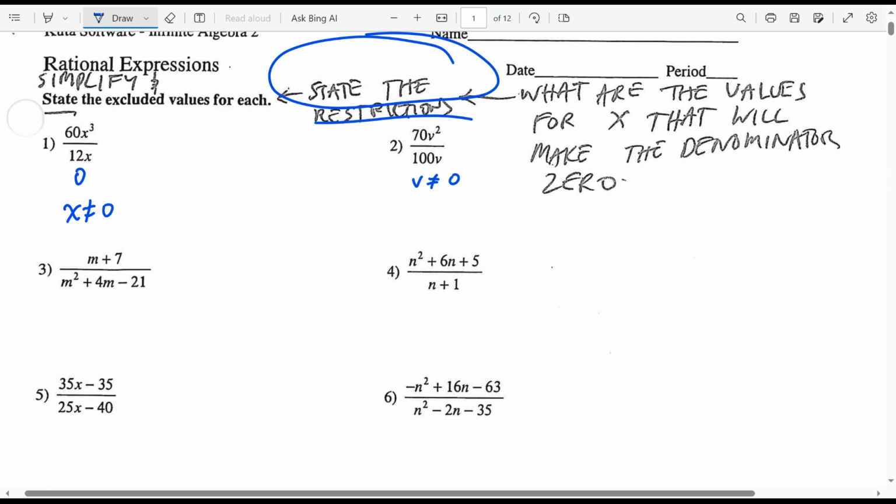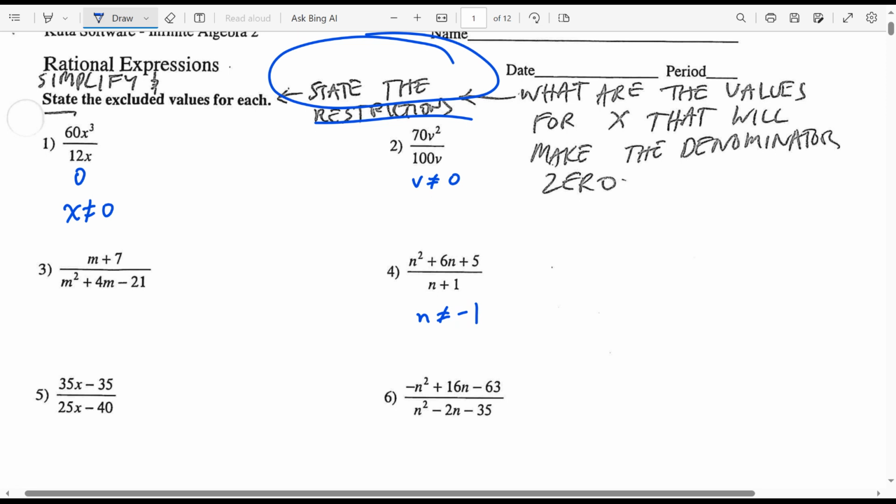Okay? Now, where this gets more challenging is all of a sudden I get a binomial. Let's look at this guy down here. What is it that n cannot be? What will turn that denominator 0? N would not be able to be -1. Because if it was -1, right, -1 plus 1 would be 0. That breaks it.